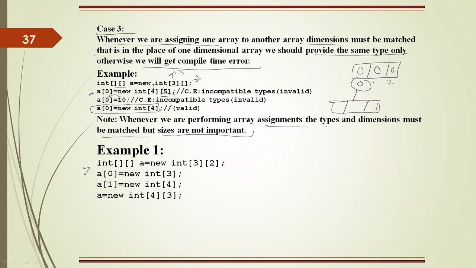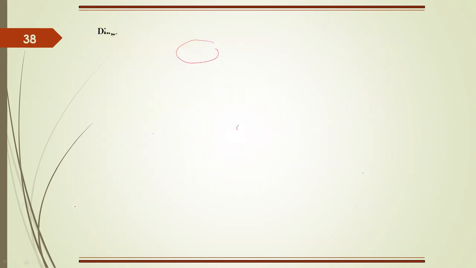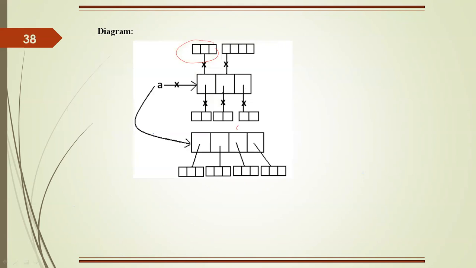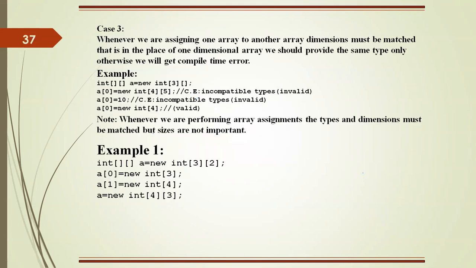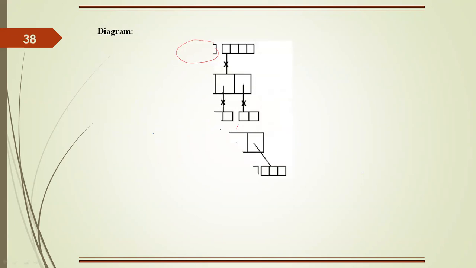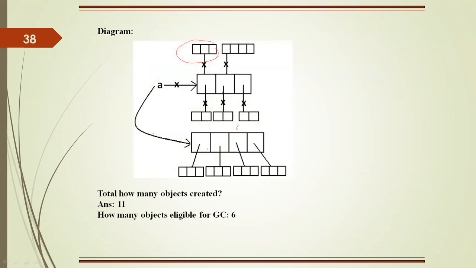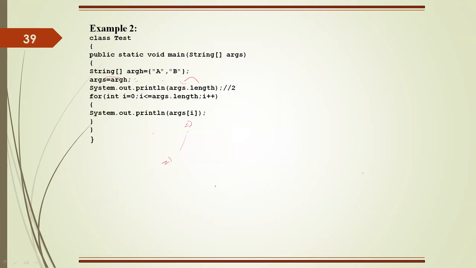Example 1, you can see, 3, 2 with dimension 2. Is it valid or invalid? This is the invalid case. This is the valid case, right? And this is the diagram. 3, 2. Total number of objects created is 11. How many objects are eligible for garbage collection? Those which have null value are eligible for garbage collection.